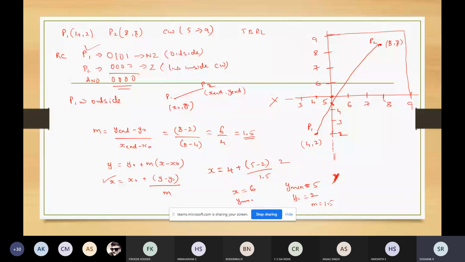The value of y will be the same as y min only, so it will be 5. So I'm getting the point 6 comma 5. Where is that? The x value will be 6 and the y value will be 5, somewhere here. So this will be my cutoff line. This will be the actual line which is there, and this part of the line will be clipped off.